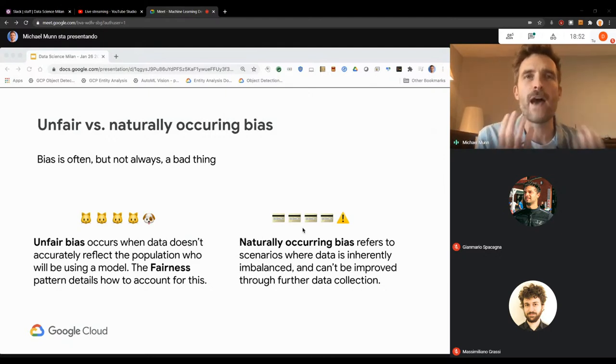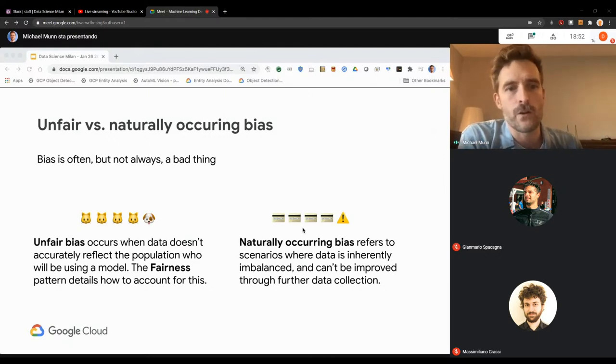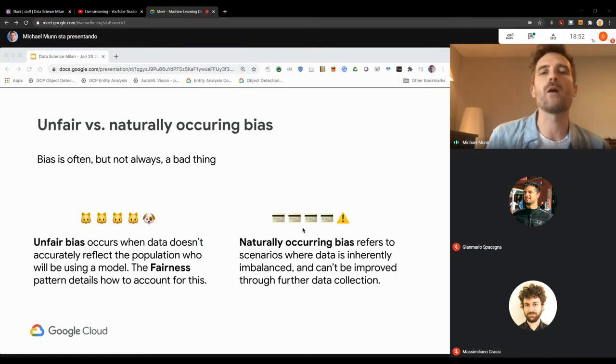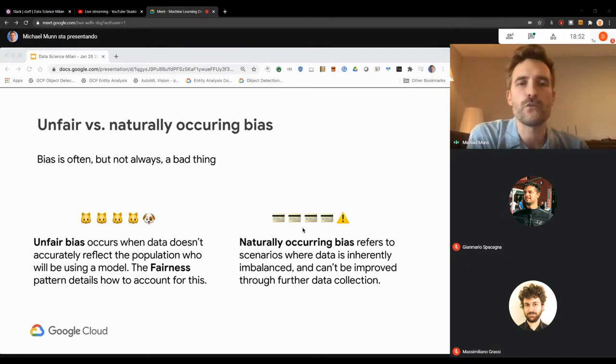You also want to weigh that against unfair bias that may occur in your data set. We talk about this in a little bit more detail, and it relates well to the fairness design pattern in the responsible AI chapter. Unfair bias is when your data set doesn't accurately reflect the population that you want to be using for your model. That's a different problem in some sense. What we're talking about now is naturally occurring bias in your data, like imbalanced data. How do we go about rebalancing the data to be able to create a good fit for purpose machine learning model?